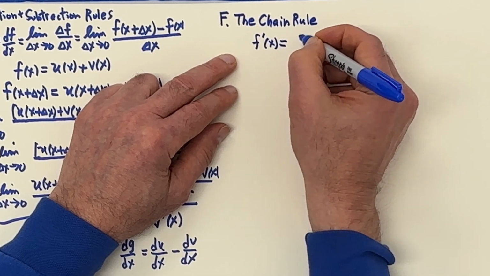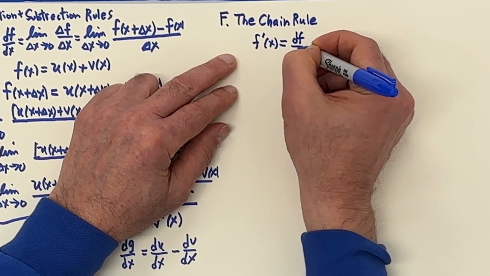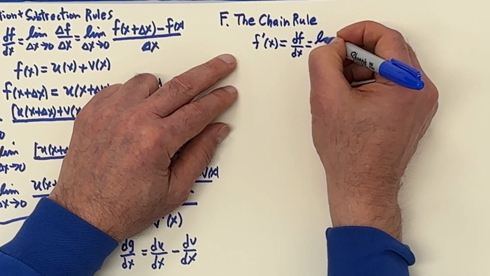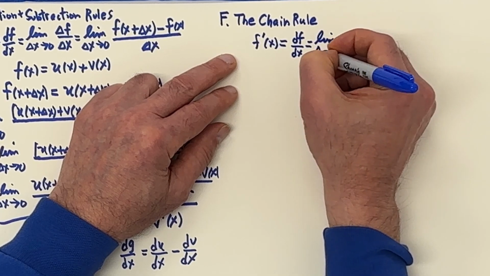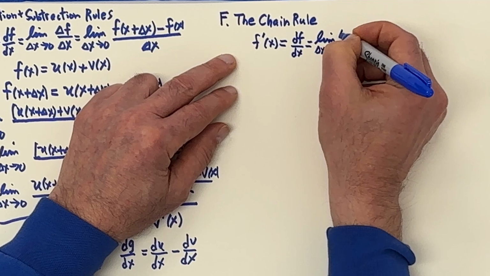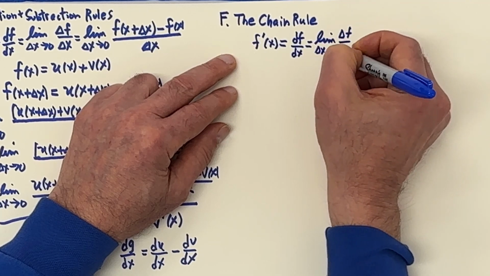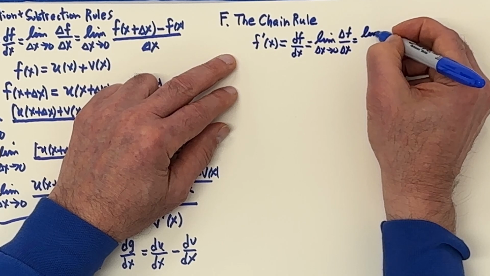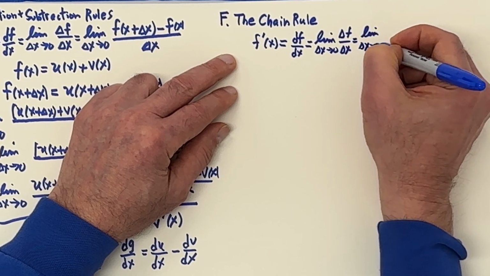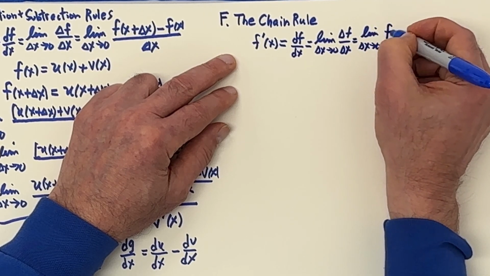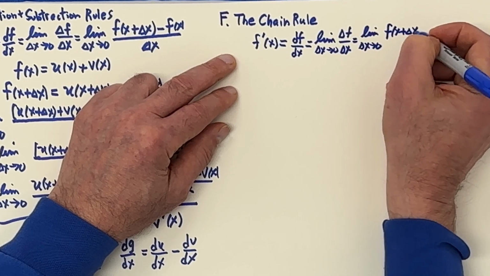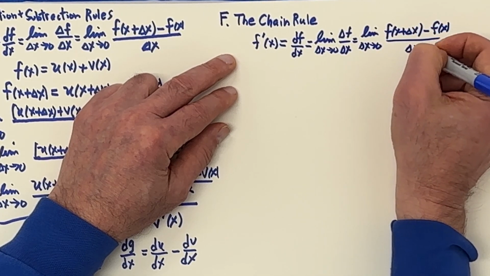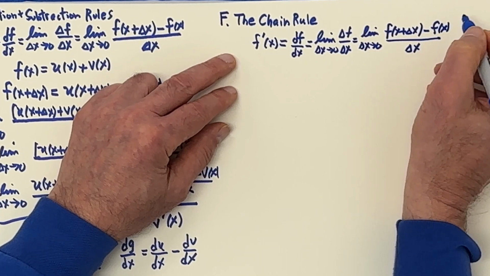Let's write that out again, which we have seen. And that's going to be the limit of delta x going to 0 of delta f over delta x. And that's going to be the limit of delta x going to 0 of f of x plus delta x minus f of x over delta x, our formula.